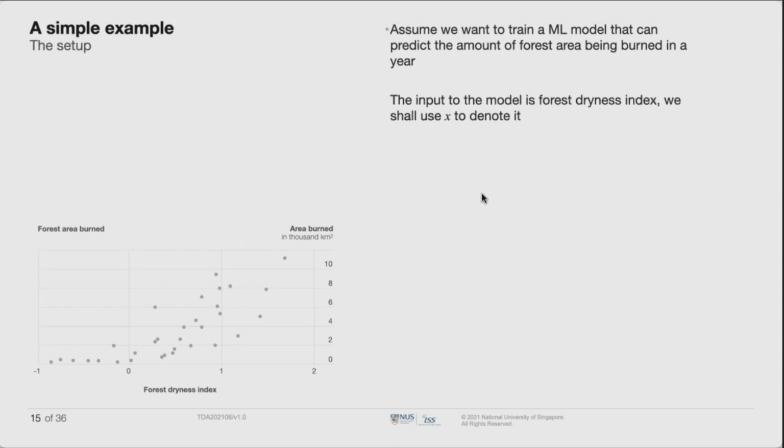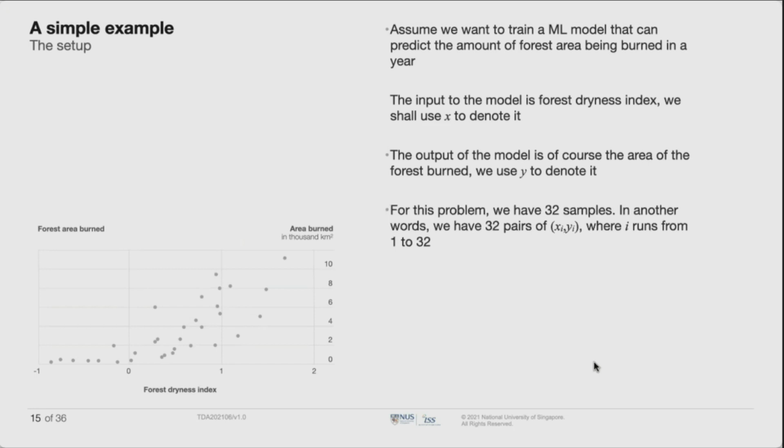Since we want the model to make predictions based on the forest dryness index, the input to the model is only the forest dryness index. For this, we shall use X to denote it. The output of the model is, of course, the area of the forest burned. For that, we shall use Y to denote it. So, X for forest dryness index, Y for the area of the forest burned. For this problem, we have 32 examples. You can see that in the chart. You can count them if you want.